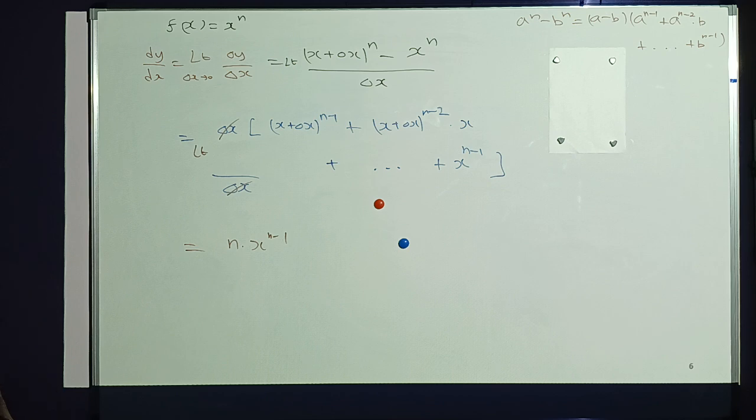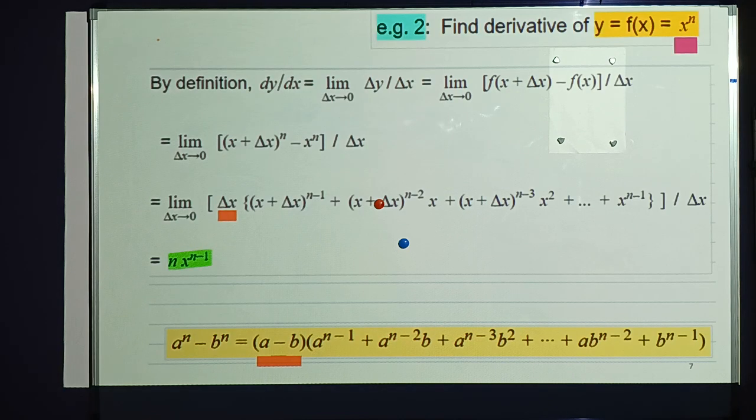So we have derived the derivative of the function x to the n from the first principles. So this is what is done here. By definition, derivative is delta y by delta x in the limit delta x equal to 0. Delta y is the change in the function value when x changes by x plus delta x. So here f of x is x raised to the power n. So it will be x plus delta x raised to the power n minus x raised to the power n, by delta x.